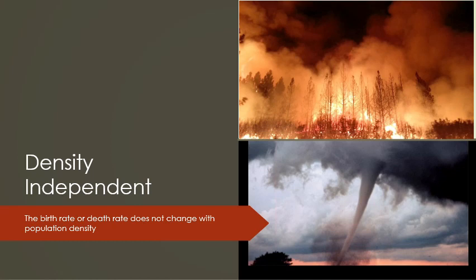Some controls on this are density independent. They control the size of a population. Populations that have density-independent changes are where the birth rate or death rate doesn't change with the population density. Density-independent checks on a population's growth are things like forest fires. It doesn't matter how many organisms are present, a forest fire is going to mess you up. Tornadoes, natural disasters, they do not matter. They will damage a population, whether it's large or small.